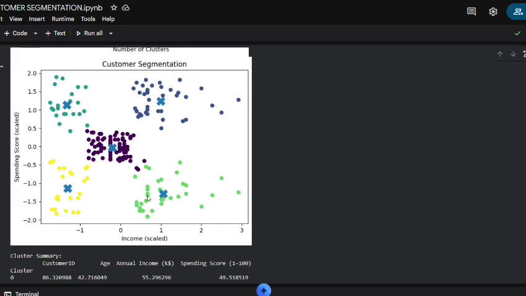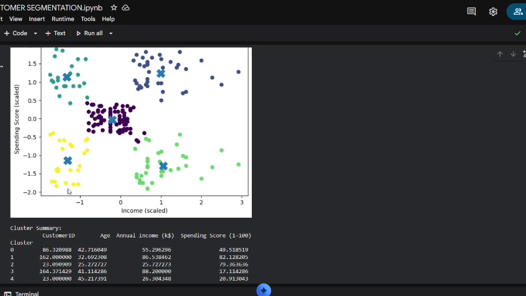However, there are also some challenges. Choosing the correct number of clusters is critical. Also, K-means assumes that clusters are spherical in shape, which may not always be true. Additionally, proper data preprocessing is very important to get accurate results.